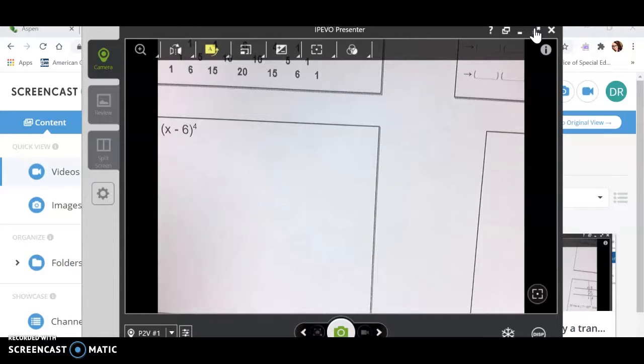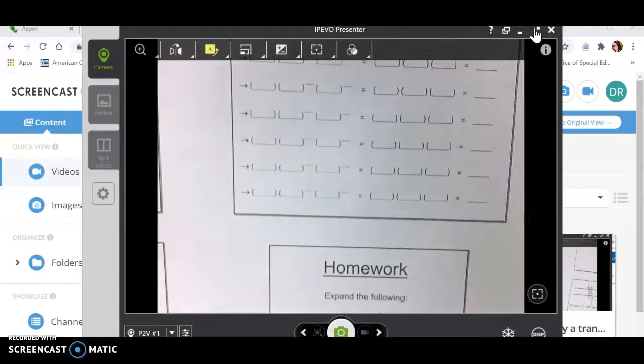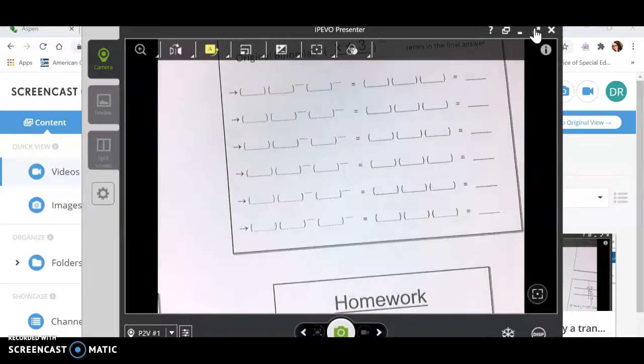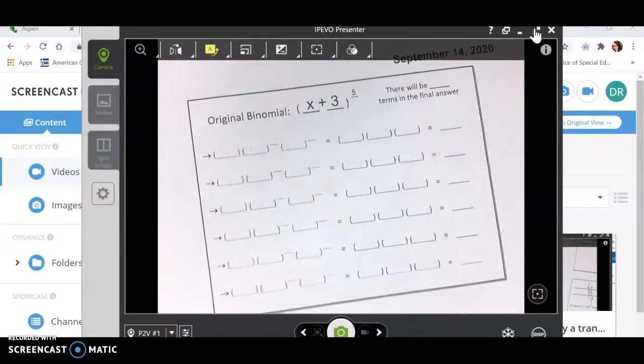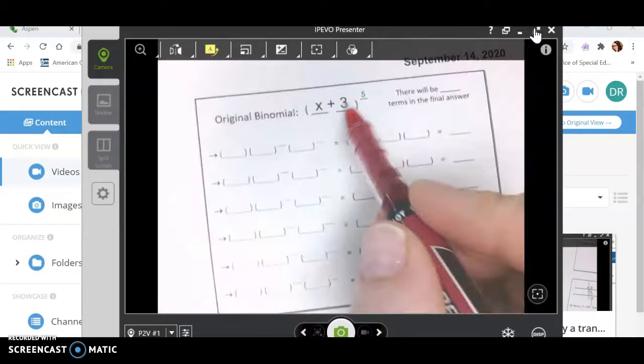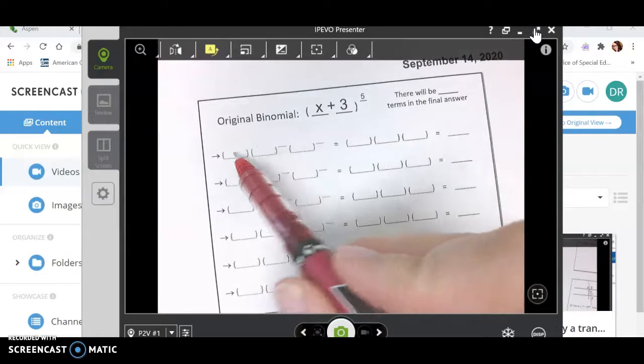All right, so here, and whenever you're doing your own problems, this is how I want you to set it up. So let's look at this example. We have our original binomial. I think this was your warm-up. We have x plus 3 to the 5th power. So we have two terms. Let's go here.